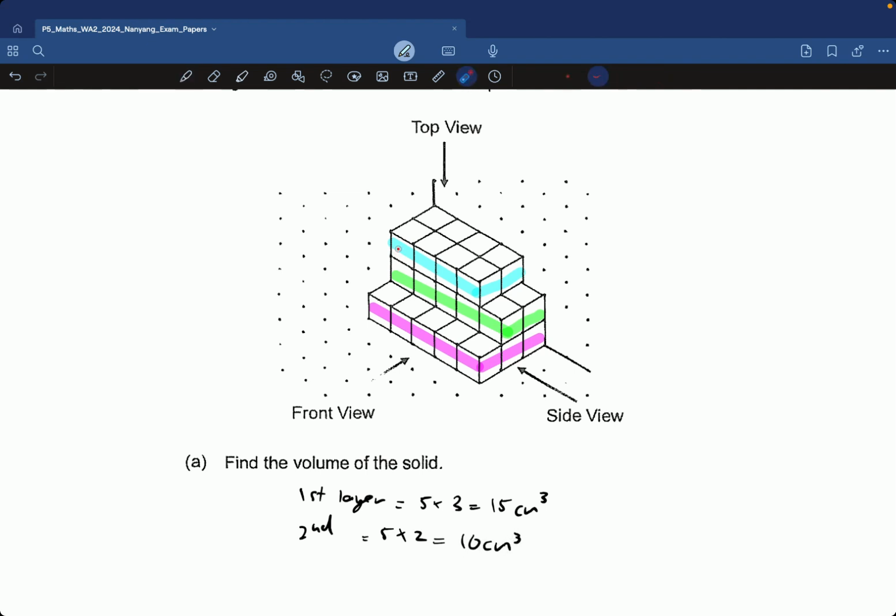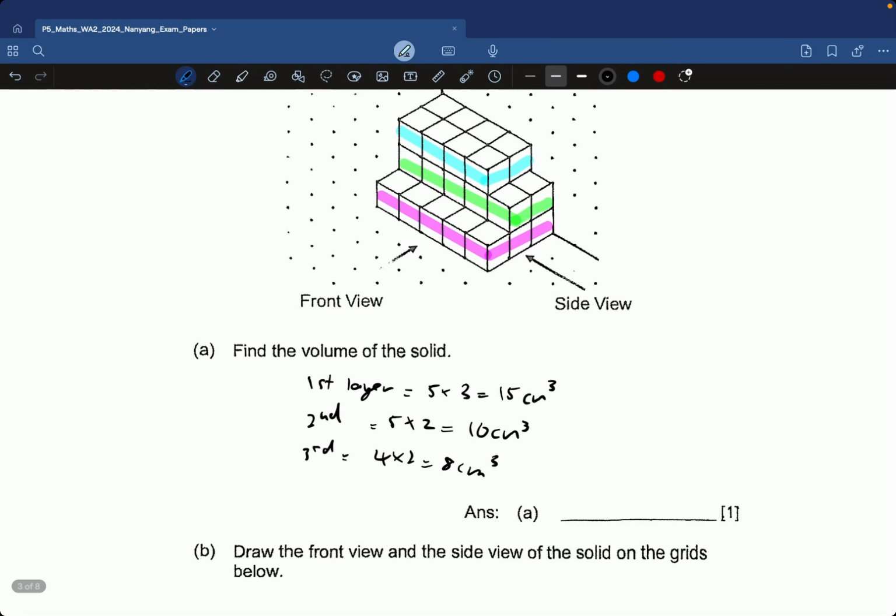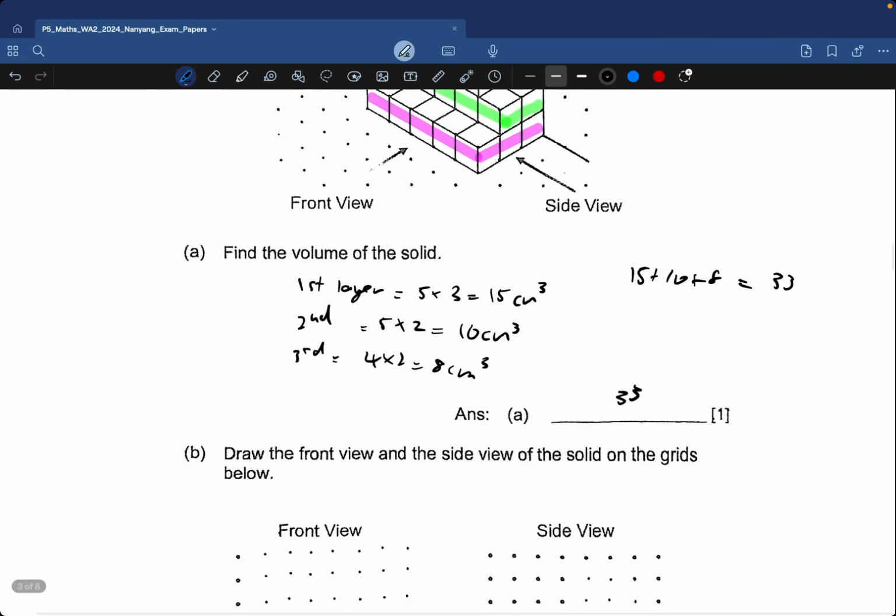And then last one, we have 1, 2, 3, 4, and 1, 2. So we have 4 times 2. Third, so 4 times 2, which is equal to 8 centimeter cube. So if we were to add them up, so it's 15 plus 10 plus 8. This will give us 25 plus 8 is 33. So the answer is 33 in this case over here. Let's move on to the next question.